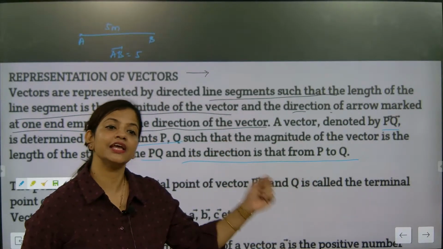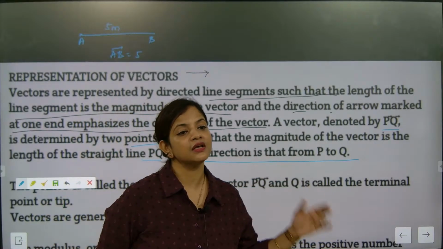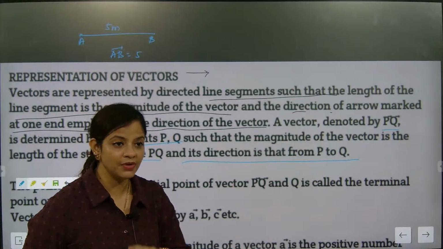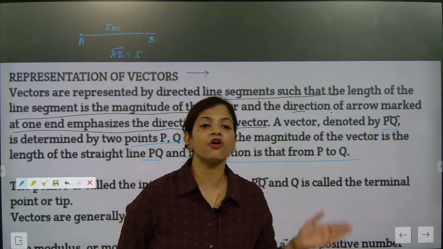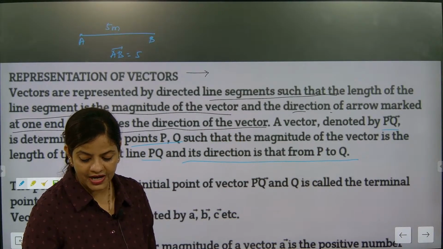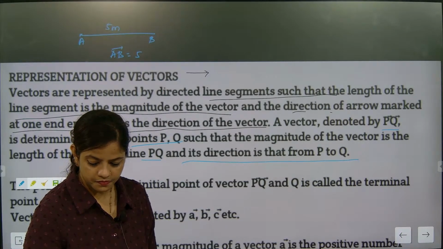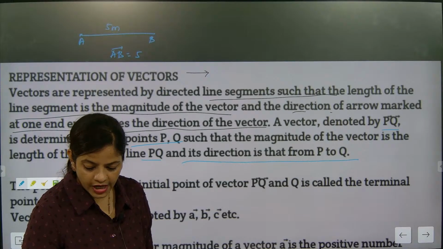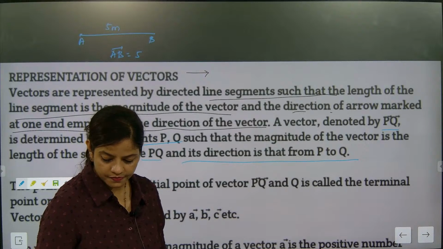AB vector means A to B. What is the initial point? A. What is the terminal point? B. BA means B to A. What is the initial point? B. What is the terminal point? A. So AB vector will always be the negative of BA vector. AB vector will be exactly negative of BA vector. This is most important.